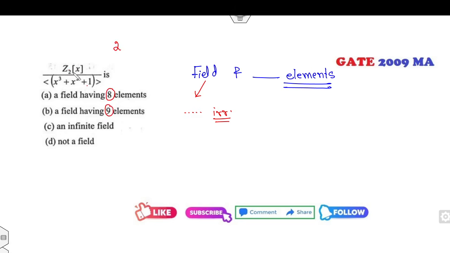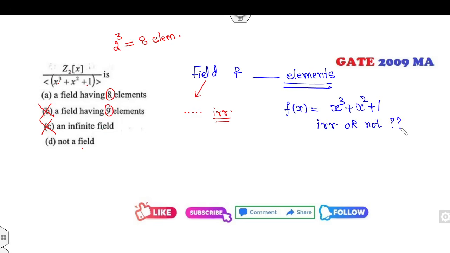It's a polynomial over Z of 2, so it's 8. So if it is a field, then it must have 8 elements, so 9 elements can never be possible. Now whether it's an infinite field, that's not possible because we have 8 elements. Now the only question that arises is whether it's a field or not. How can you check that? You can simply choose the polynomial x cubed plus x squared plus 1 and check whether it's irreducible or not. How can you check that? Always remember, whenever you see the 1, Eisenstein criteria is not fulfilled.